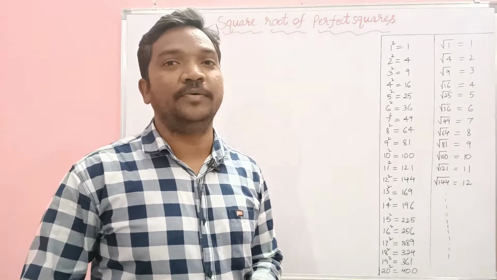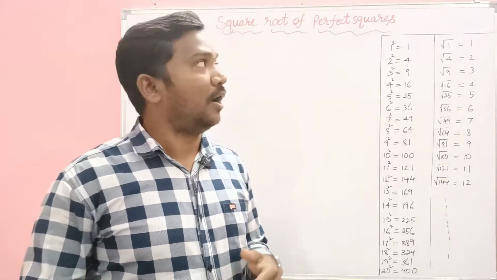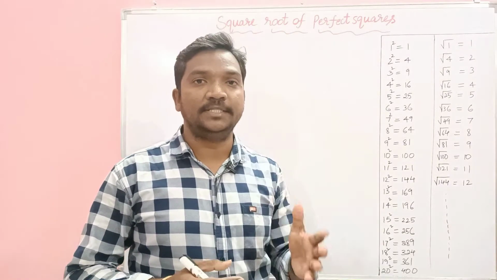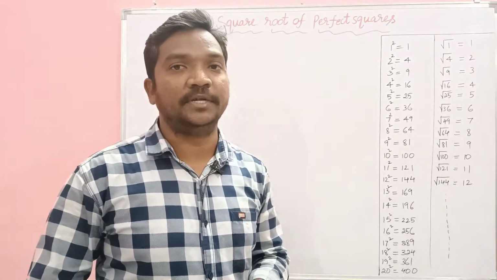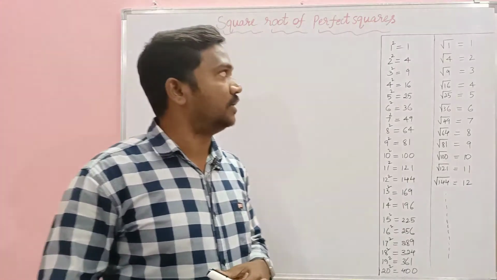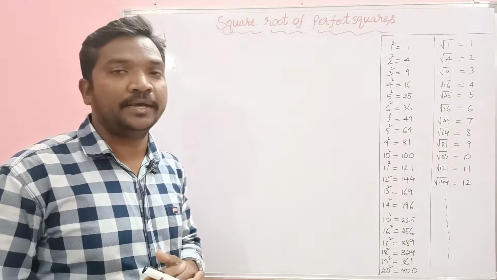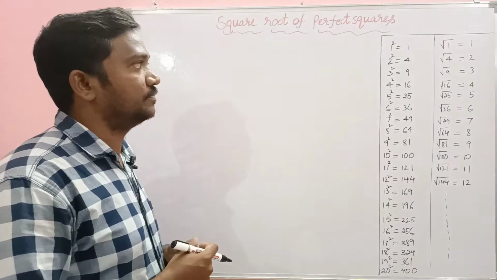Today in this video, I am going to explain how to find the square root of perfect squares of 3 digit, 4 digit and 5 digit numbers. Before that, finding square root is nothing but the inverse operation of squares.